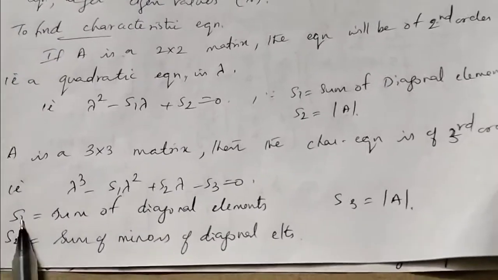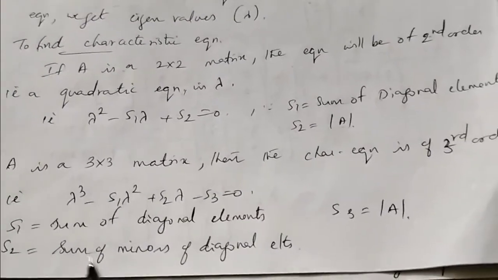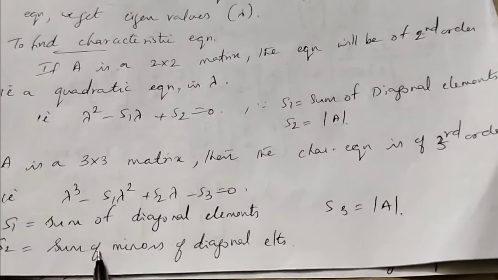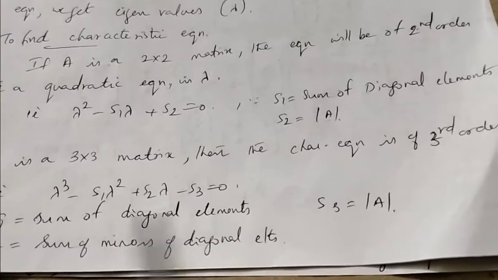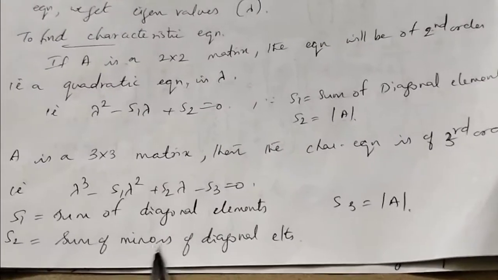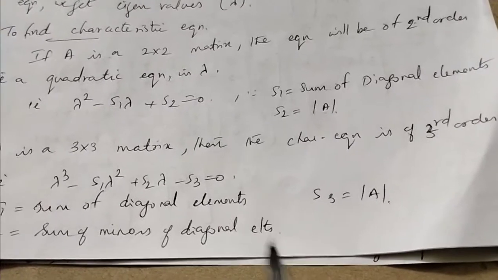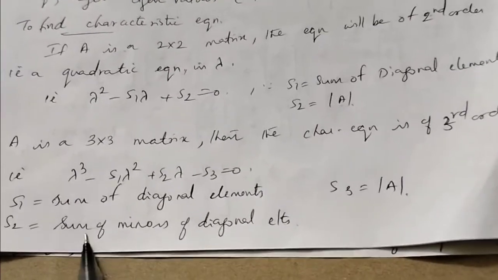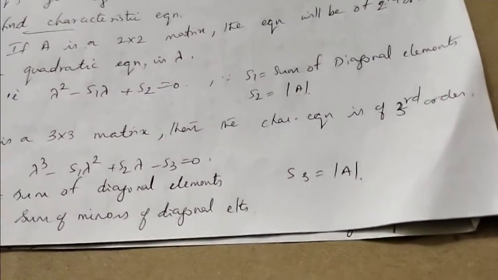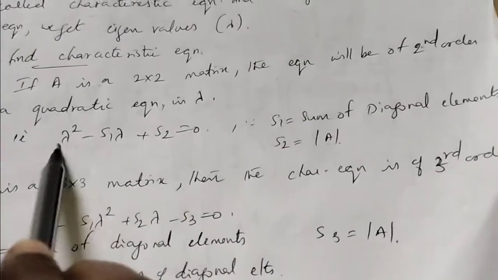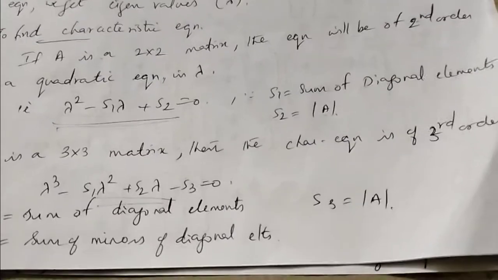What is S1? S1 is the sum of the diagonal elements. Then S2 is the sum of the minors of the diagonal elements. Minor of a diagonal element means: for each of the diagonal elements, delete its row and column and find the subdeterminant value, that is a minor. For those 3 diagonal elements, find 3 subdeterminants and find the sum. Then S3 is the determinant of A. So from these equations, we can find the characteristic equation easily.